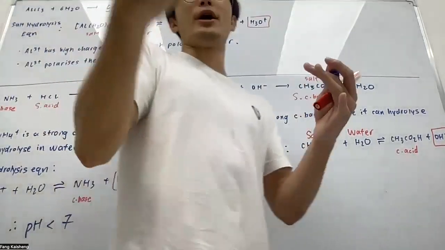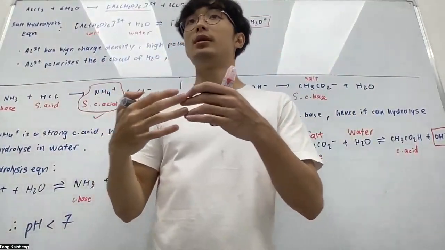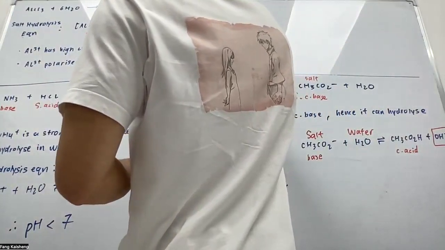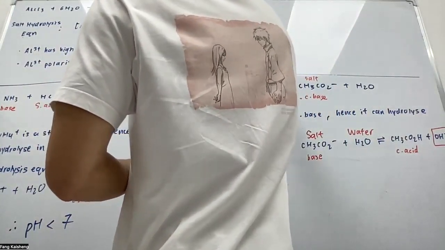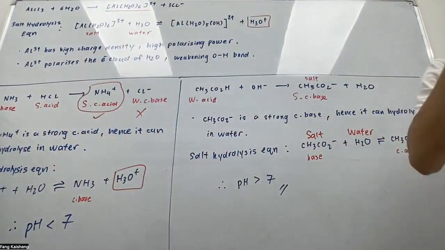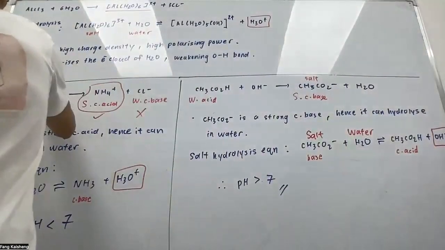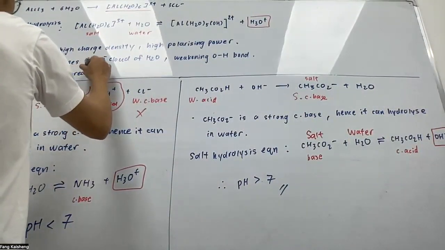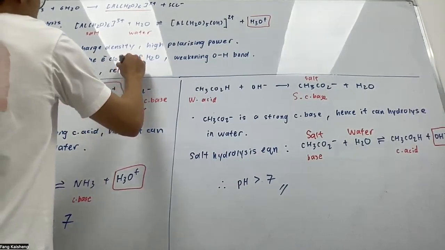And when you polarize so much, what will you do to the bond? Weaken. Okay, you weaken the bond. So you specify weakening the OH bond. Weaken, so what? Stop there. What happens? Eventually, it has to break. Okay, good. So the OH bond breaks, which releases what? Releasing H+.